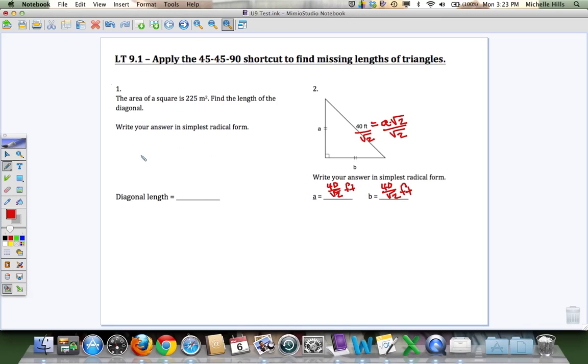When I'm looking at a square, I know that the sides of a square are congruent to each other, so when I divide the square this way to look for this diagonal, I know that this is a 45-45-90 right triangle. The way I find the area of the square is to take the side and square it. So x squared is 225. Square rooting both sides, x is then 15. The diagonal is the side length times the square root of 2, so it's 15 square roots of 2, and then it's meters for my units.